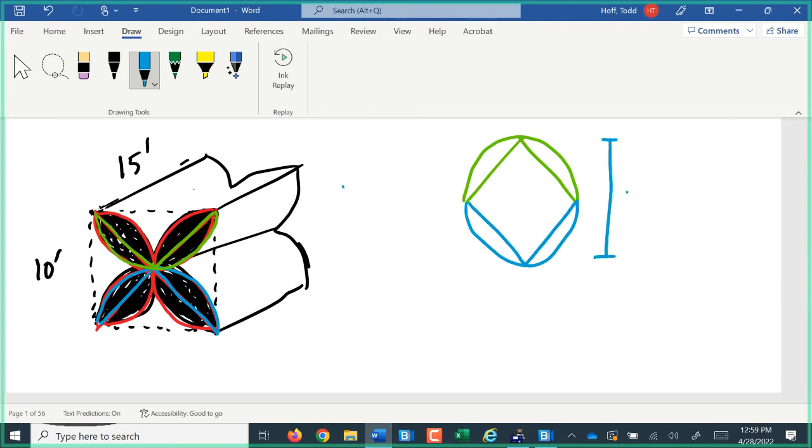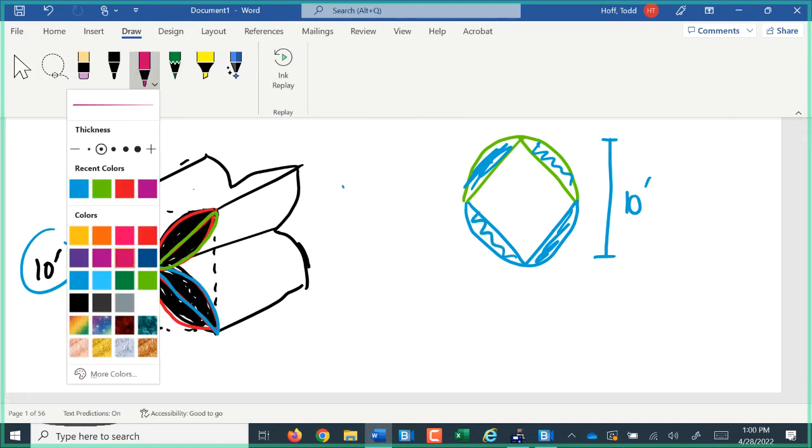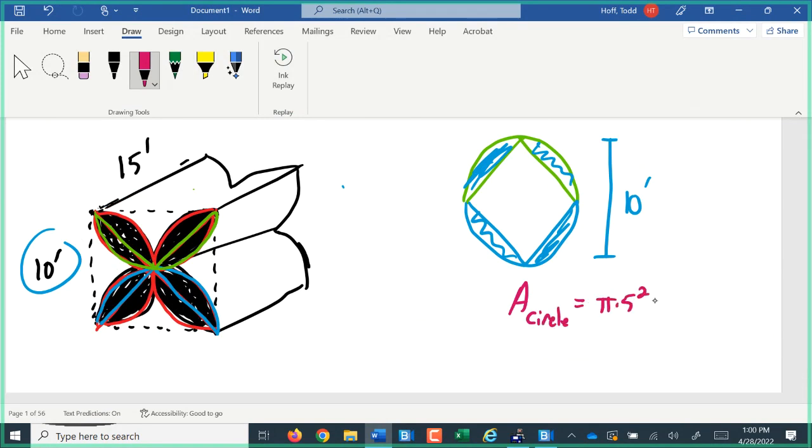The diameter of my circle is the 10 feet, the side of that original outer square. So I can find the area of the full circle. And of course, the area I'm looking at is this part right here, right? The area of that full circle is pi times 5 squared, otherwise known as 78.5 square feet.